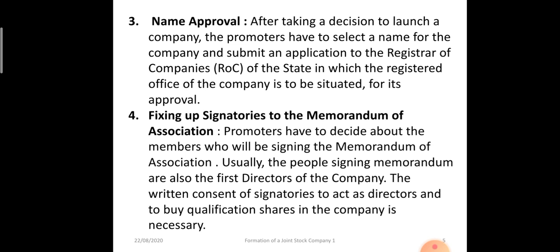So promoters will be deciding about the members who will sign the memorandum of association. The persons who sign the memorandum of association are generally the first directors of the company. Directors are the people who manage the company through the board of directors. Once they sign the memorandum of association, they are giving their consent to act as directors, and to become directors they have to buy qualification shares. Qualification shares are the shares which the person has to buy from the company in order to become a director.